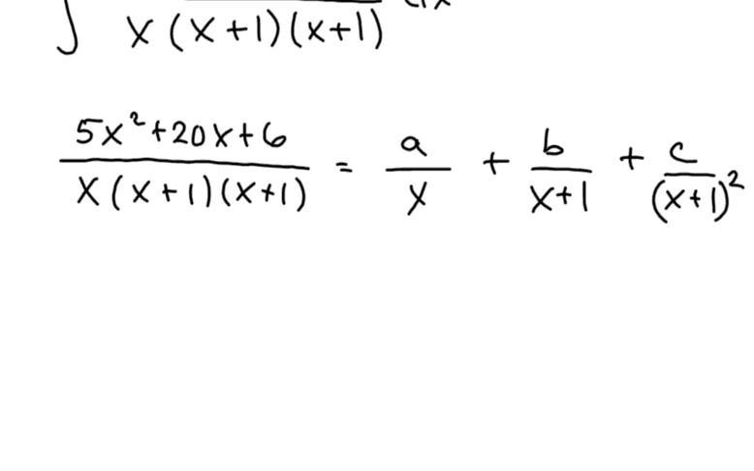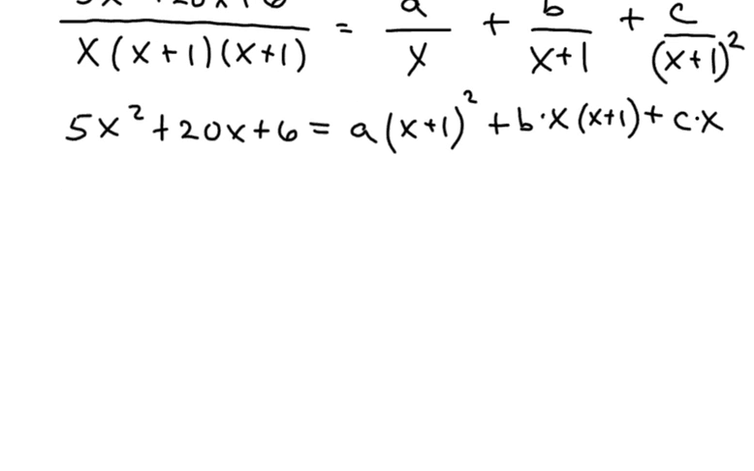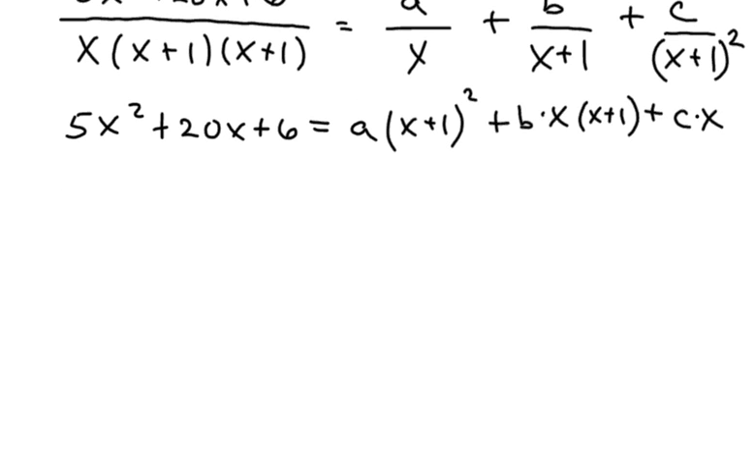Okay, so now that I hopefully made that make sense, now we're going to go back and figure out how to find these a, b, and c. Okay, so the next step on our list would be to multiply through by that common denominator. So over on the left, we have 5x squared plus 20x plus 6 equals a, and then just like I was showing to find the common denominator, we would have a times x plus 1 squared plus b times x plus 1 plus c times just an x. Okay? All right, so now we need to plug in clever forms of x so that we can figure out what a, b, and c are.